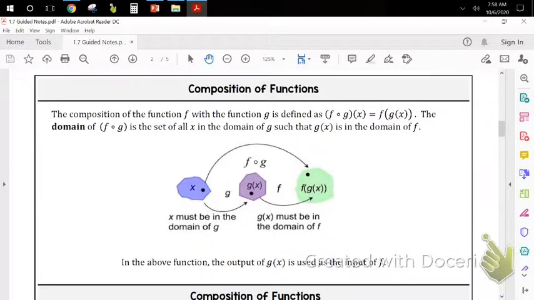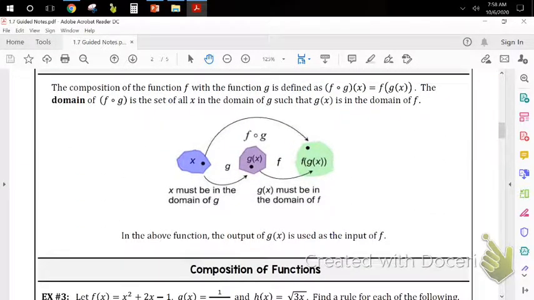All right, composition of functions. When you compose a function, you're plugging one function into another function to create a new one. And so it is, notice the notation here. It says the composition of the function f with the function g is defined as f composed with g with respect to x, or it can be written as f of g of x.